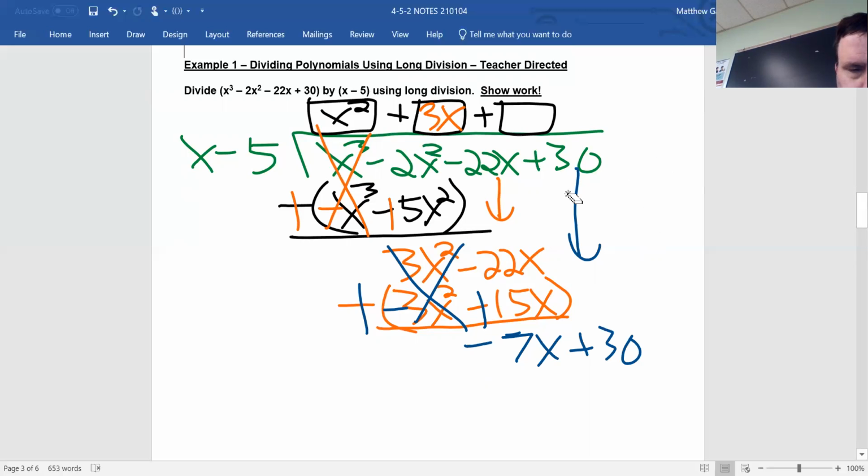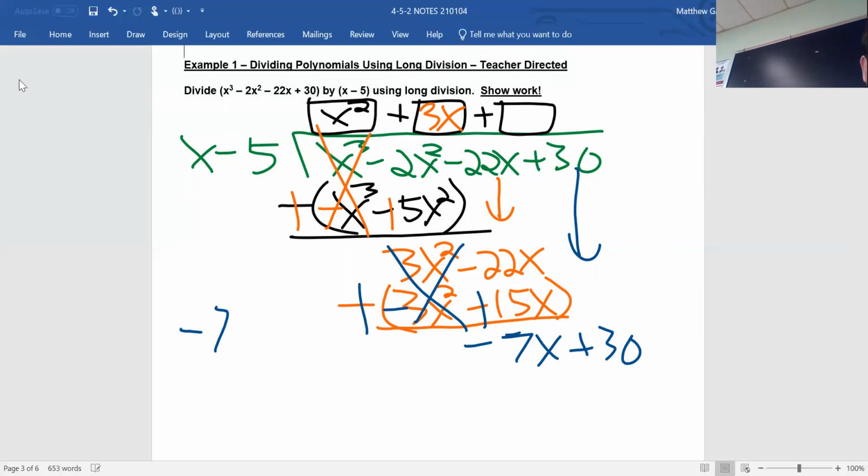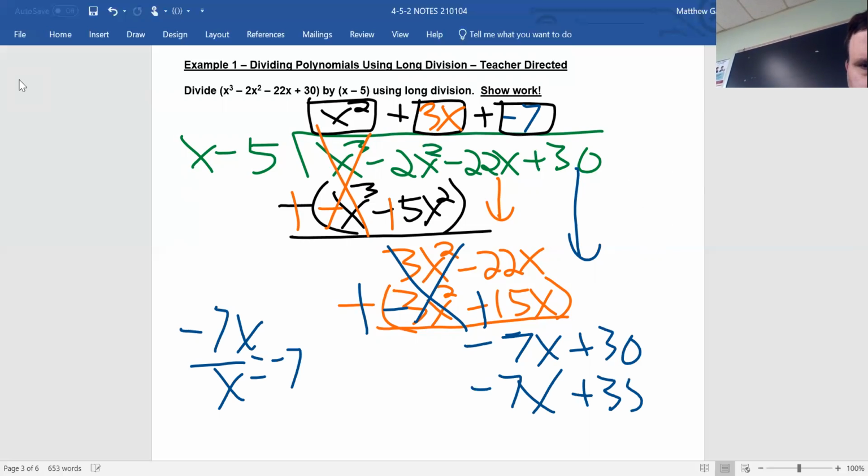All right, so you got to see now. Now we want to get rid of negative 7x. So we go negative 7x divided by 1x, that's negative 7. That goes up here. Negative 7 times x minus 5 is negative 7x plus 35. So now, here's the difference in today's lesson, is that everything's not canceling out.